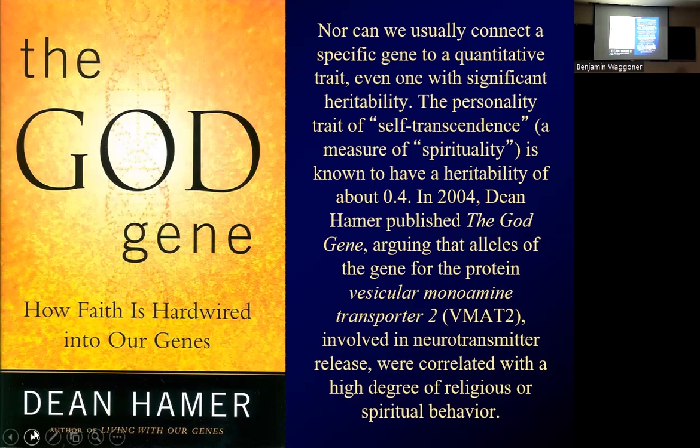Hamer published this book arguing that there are alleles for a protein that's involved in neurotransmitter release in the brain. The gene is called VMAT2, vesicular monoamine transporter. He argued that alleles of this gene were correlated with a high degree of religious or spiritual behavior. So if you have some alleles, you are more likely to be the church lady who's always praising Jesus for everything. And if you have other alleles, you go on Christmas and Easter, you sit there, and then you're done for the year.